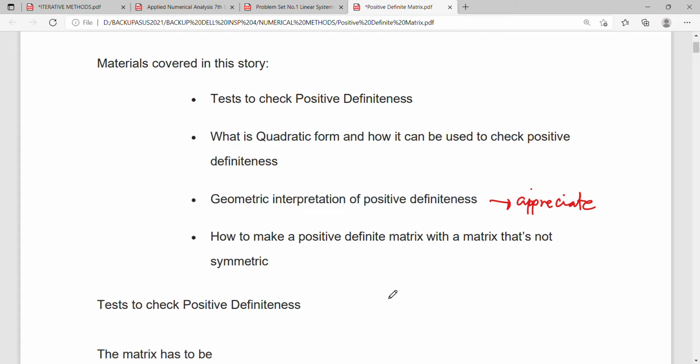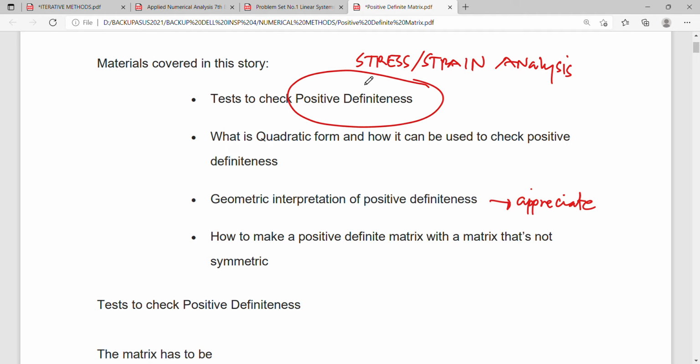But before we do the checking, I'd like to tell you that all the matrices covered with stress and strain analysis belong to this type of matrix, which is positive definite. Why is it called the positive definite matrix? We will look into it as we go along.